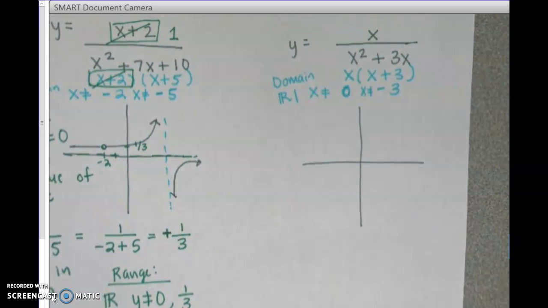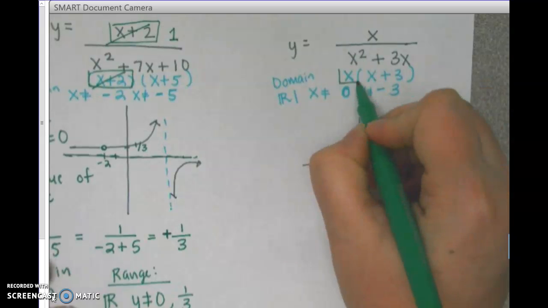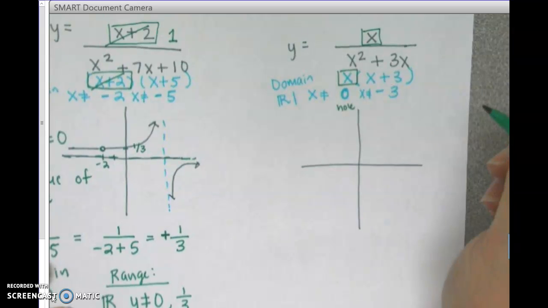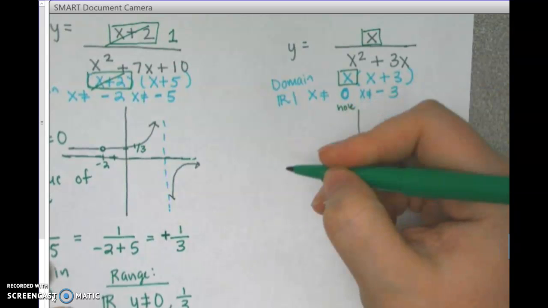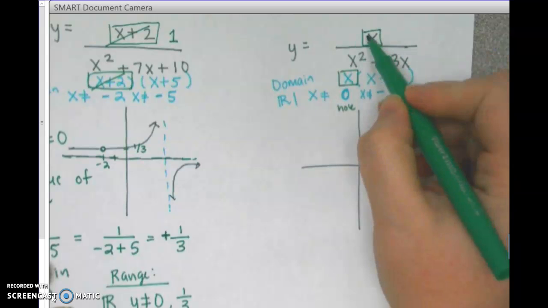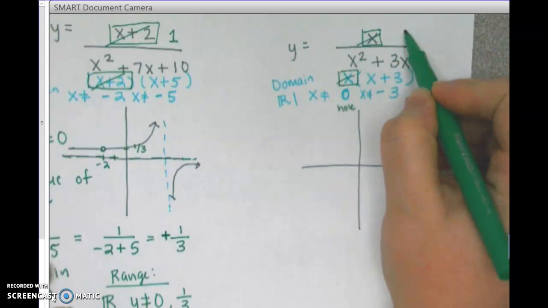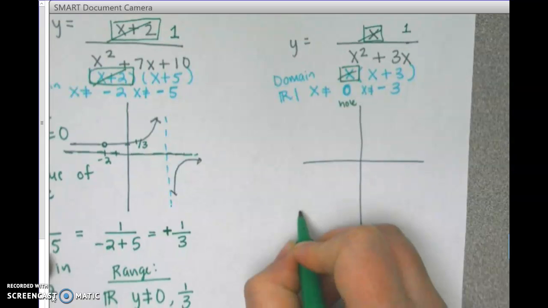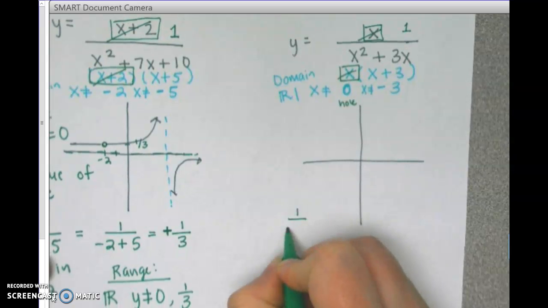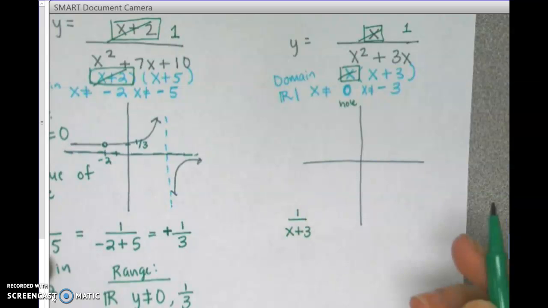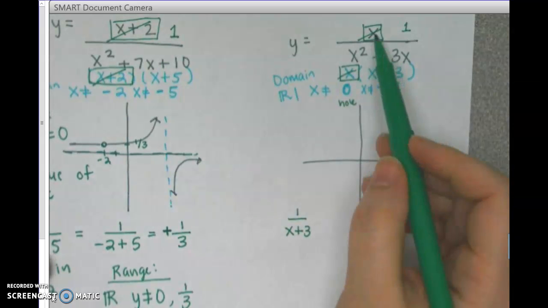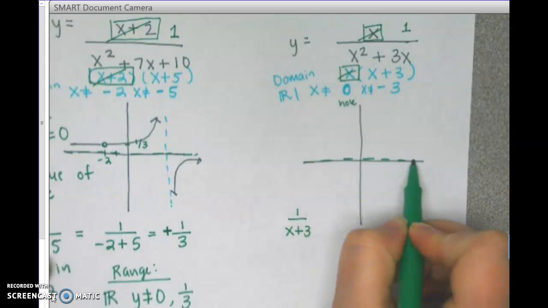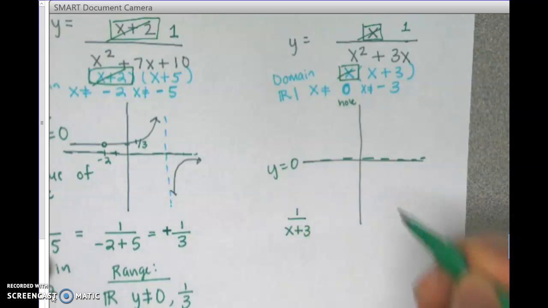Now, because this x can cancel with this x, that one is a hole, which means the y value of the hole gets excluded from the range. So I'm going to simplify that. I'm going to cross it out. So my simplified version, down here, is 1 over x plus 3. Also, before I forget, it was bottom heavy. So I know that I also have an asymptote when y equals 0.